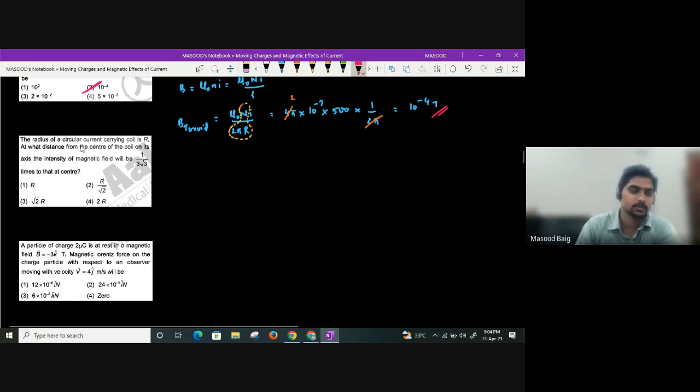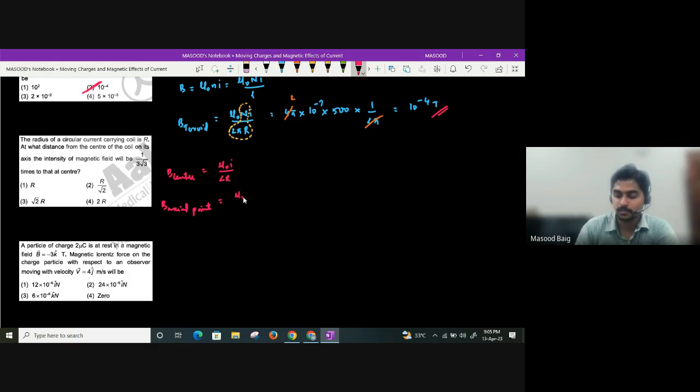The radius of a circular current carrying coil is R. At what distance from the center of the coil on its axis will the intensity of the magnetic field be 1 by 3 root 3 times that at the center? What is the magnetic field at the center? We know it is mu naught I divided by 2 capital R. What is the magnetic field at an axial point? They're asking at what distance from the center of the coil on the axis. The axis is nothing but the line passing through the center and perpendicular to the plane.